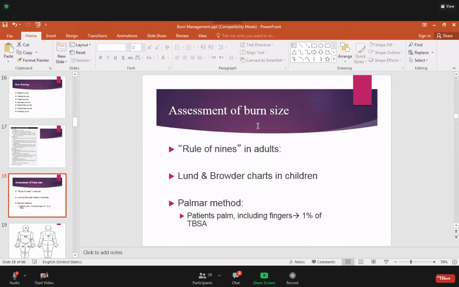Now, how to assess the burn size? We use the rule of 9 for the adults, and there is a modification of this rule of 9, the Lund and Browder chart. We use it for the pediatric population. And the palm method, what is that? We close the palm in the form of a fist, with the fingers closed, and the area which it covers is around 1% of the total body surface area. For smaller burns, we use this method. Instead of taking the whole part as 9, we use this palm size method and take it as 1% of the total body surface area.